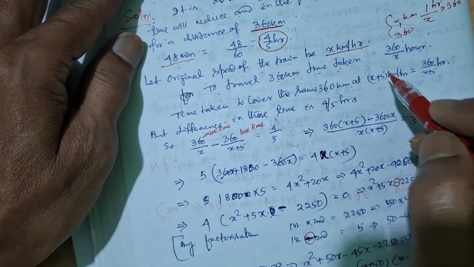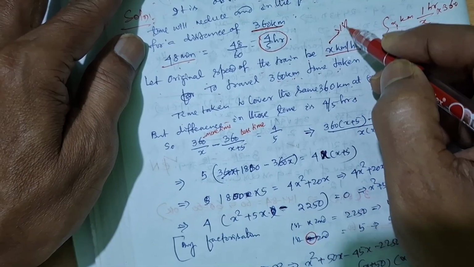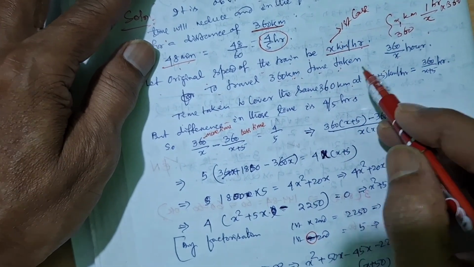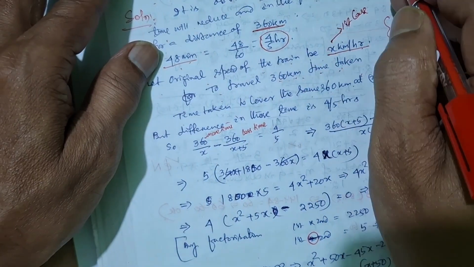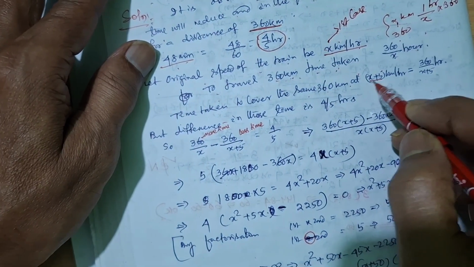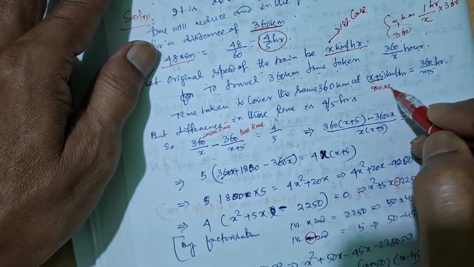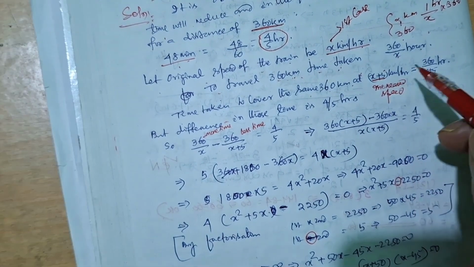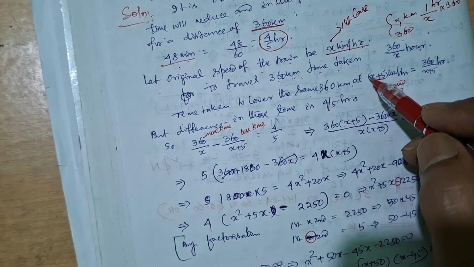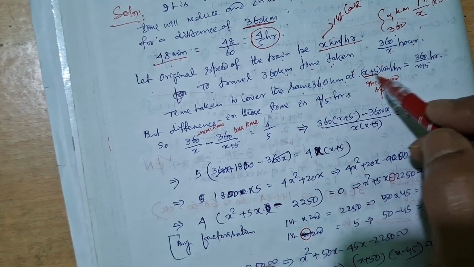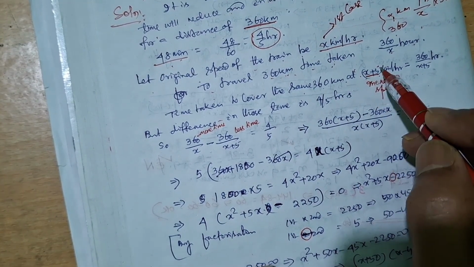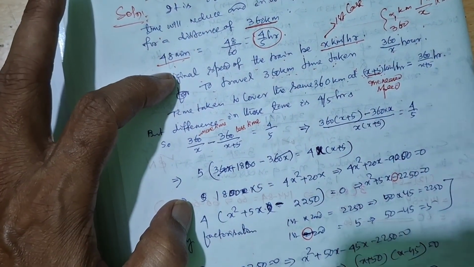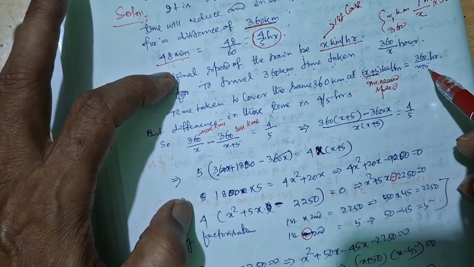What was the second case? This is the first case: the speed is x km per hour. In the second case, what has happened? The speed is increased by 5. Originally x km per hour, increased by 5 km per hour, so the total increased speed is x plus 5 km per hour. So what will be the time taken? Similarly, 360 divided by x plus 5.